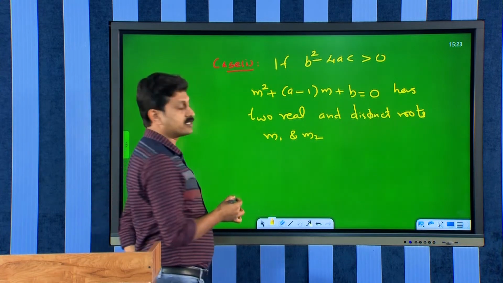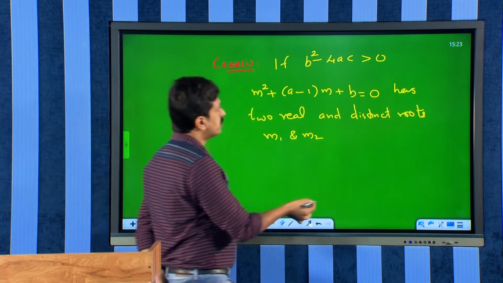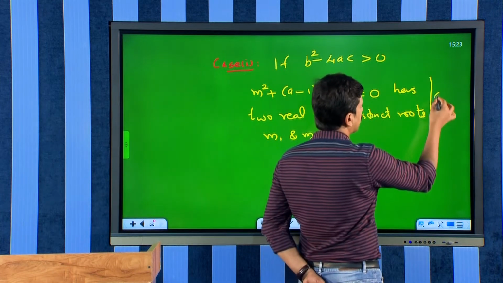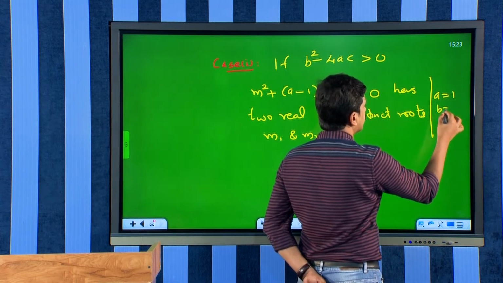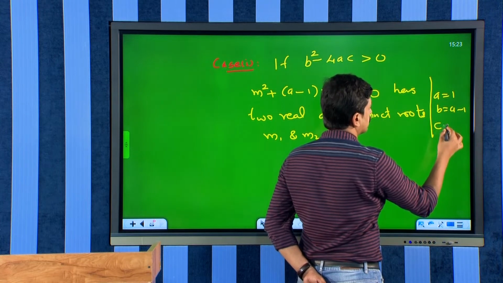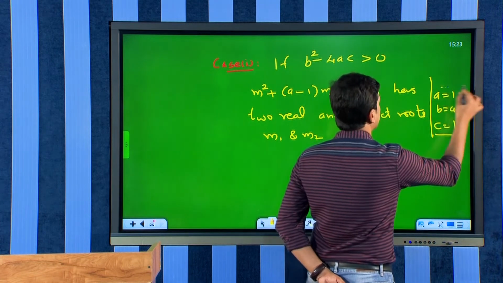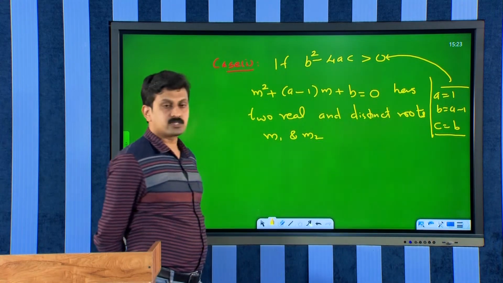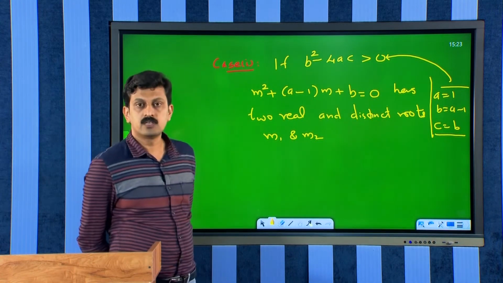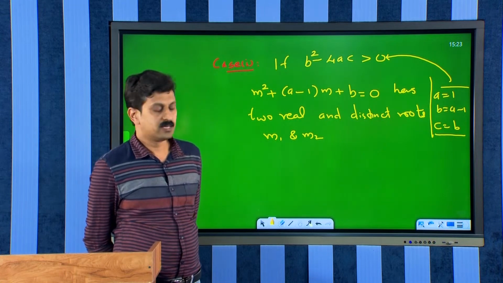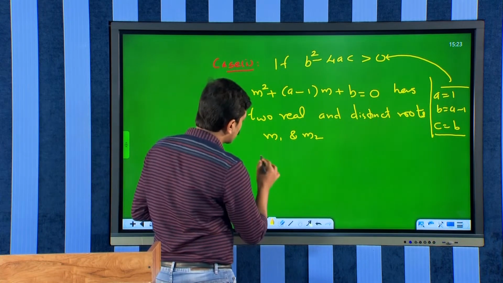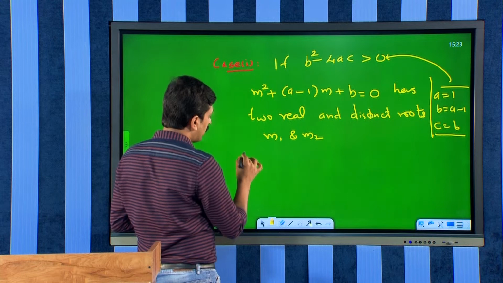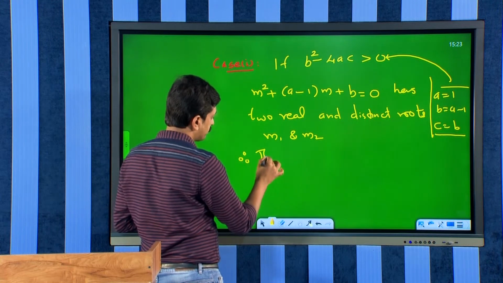Then the general solution will be here, where a is equal to 1, b is equal to a minus 1, and c is equal to b. So that we will use here. Okay, fine. See, my dear students, we will get two real and distinct roots. So that two real and distinct roots will exist.